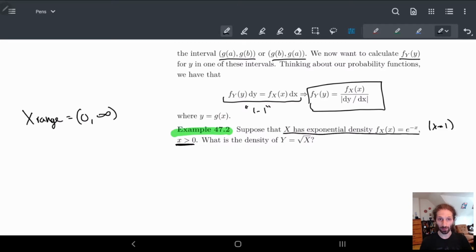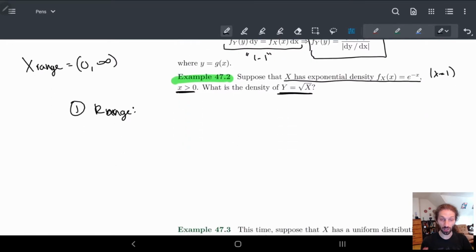How about y? We have that y is equal to the square root of x. The first thing we need to do is the range. For this, we just have to plug in. We take the square root of 0 and the square root of infinity. The square root of 0 is just going to give us 0. The square root of infinity is just infinity as well. So really, we have 0 to infinity. So the range doesn't change.